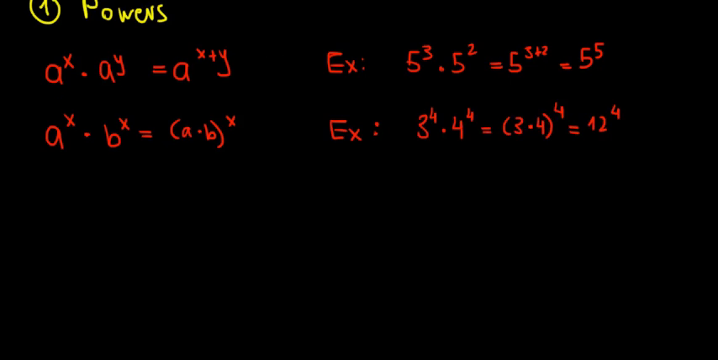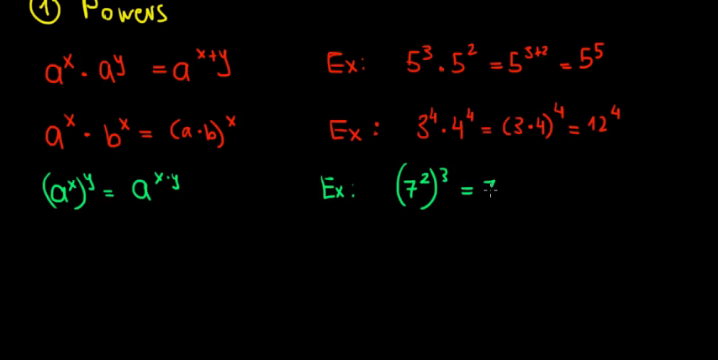What if we have a to the power of x and to a different power, to the power of y? Keep the base, multiply the powers. For instance, let's say we would have 7 to the power of 2, to the power of 3. That's equal to 7 to the power of 2 times 3. That's equal to 7 to the power of 6.